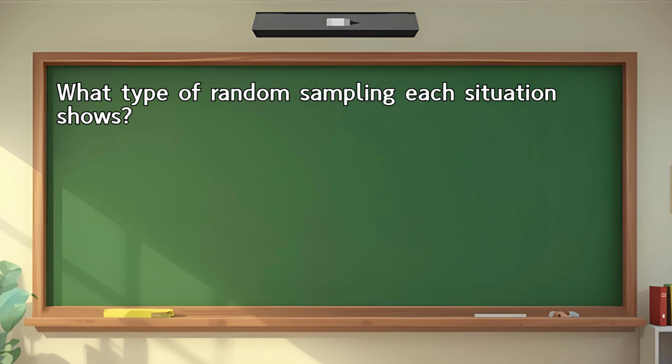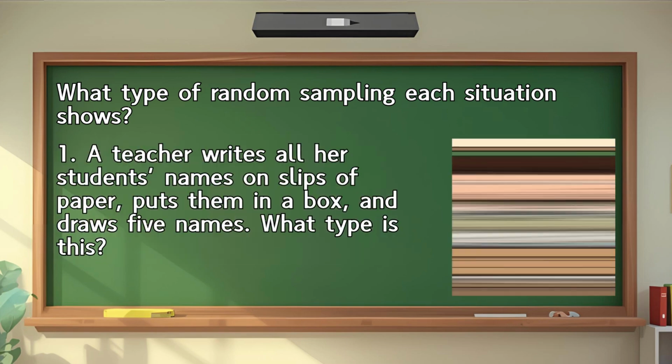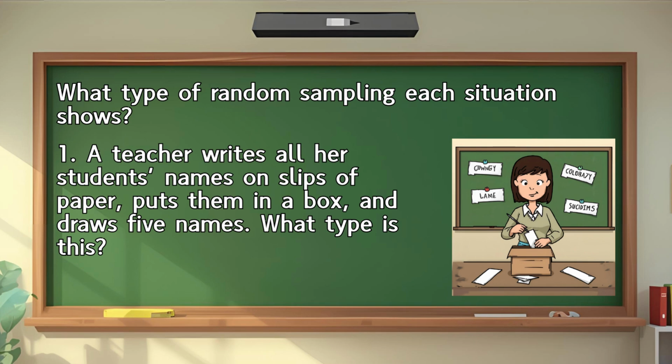All right, let's see how much you've learned. I'll give you 3 short situations. Try to guess what type of random sampling each one shows. Ready? Let's go. Number 1. A teacher writes all her students' names on slips of paper, puts them in a box, and draws 5 names. What type is this?